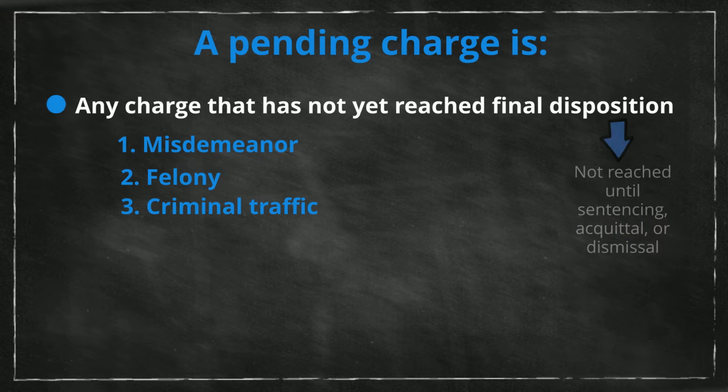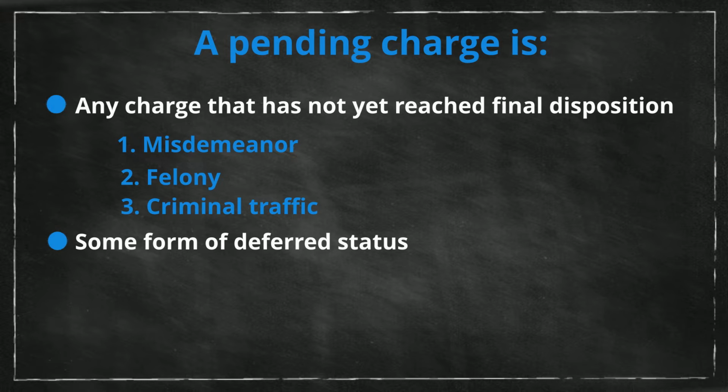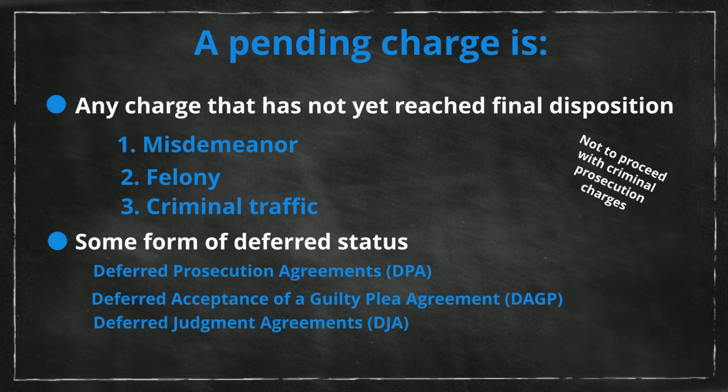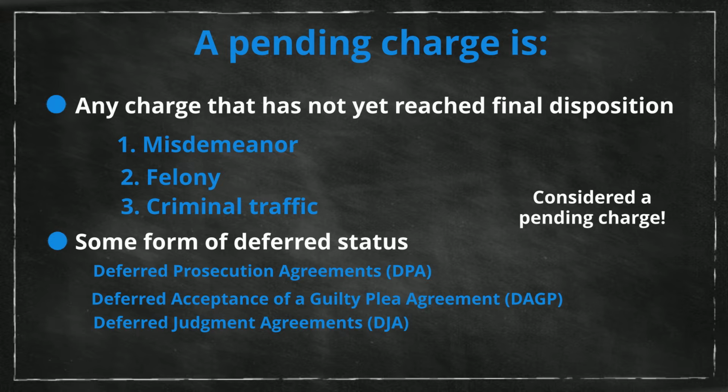A charge that is in some form of deferred status is considered a pending charge. Deferred status can refer to a few things. In Wisconsin, there are deferred prosecution agreements, DPA, deferred acceptance of guilty plea agreements, DAGP, or deferred judgment agreements, DJA, with the District Attorney's Office. In return for successful completion of the conditions within these agreements, the District Attorney's Office agrees not to proceed with criminal prosecution charges, or charges are reduced and/or dismissed. If it is clear someone has entered into one of these agreements, it would be considered a pending charge.